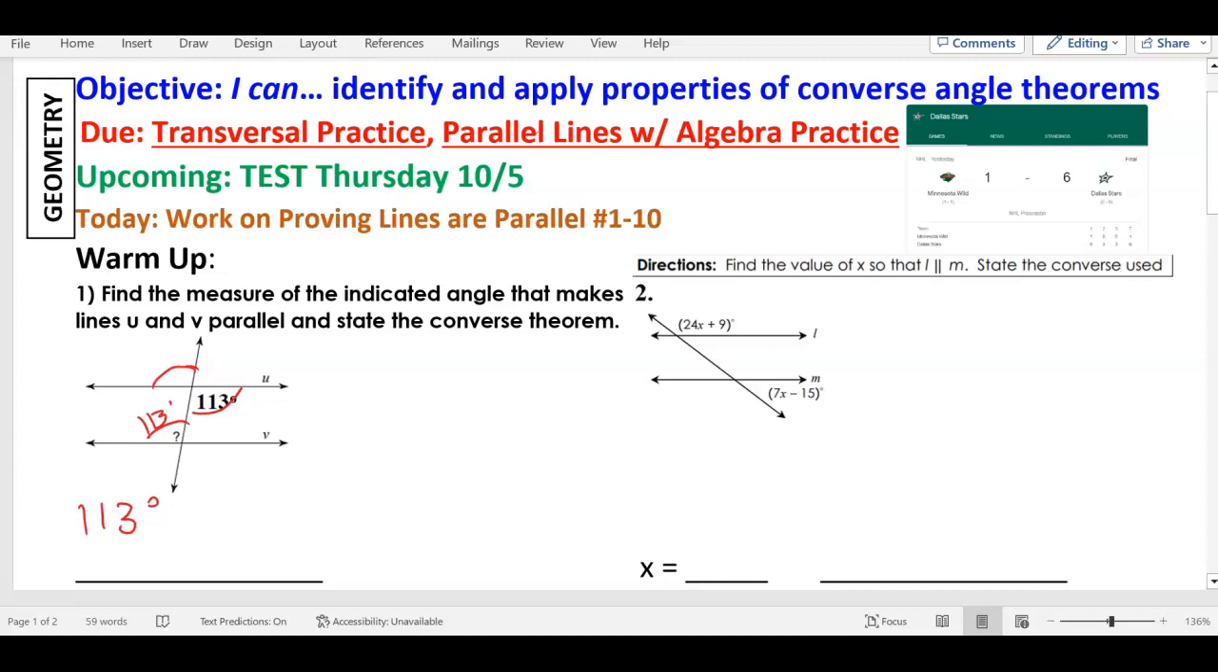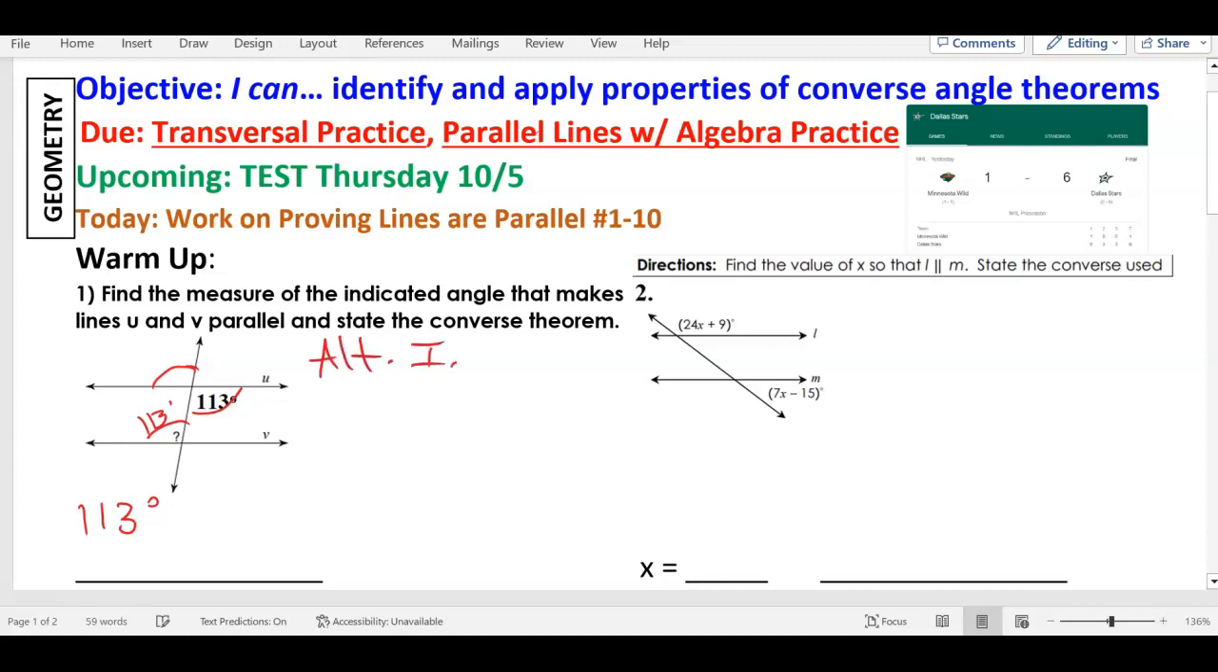Only if which theorem is true. Okay, so those would match and be 113 if these lines are parallel. So if these are the same, that would make these lines parallel by what converse theorem? So what kind of angles are these? Are they on the same side or alternate? Alternate. Are they both in, both out, or one in, one out? In or out? It's like a sandwich. They're in between. So that's alternate interior.